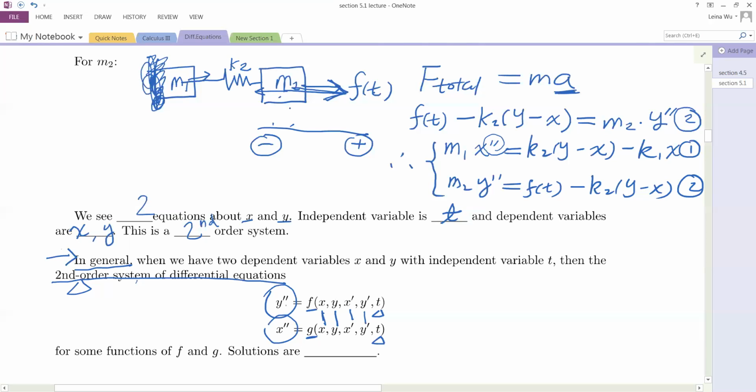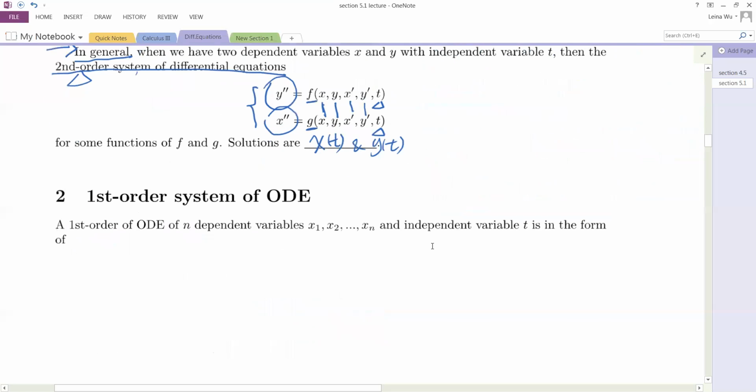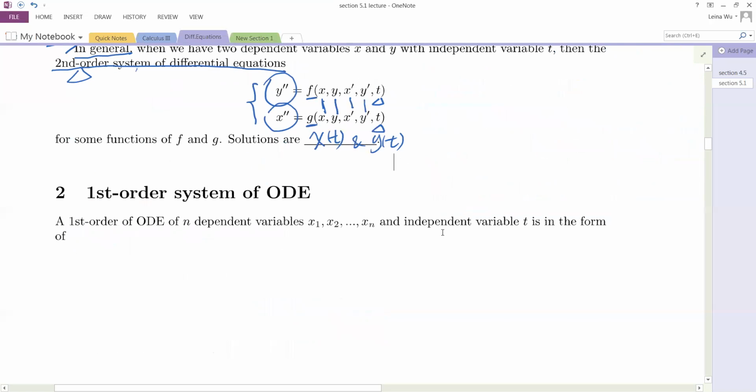What are we solving in these kinds of system equations, guys? When you see such differential equations, what are you trying to solve? Are you trying to solve for t? No, you're solving for x of t and y of t. So that's the general second order differential equation. The system of differential equations will look like that. Is everything good?